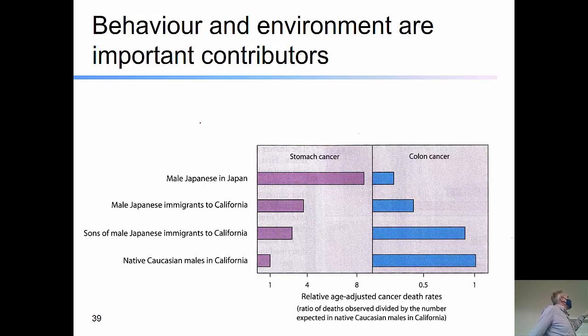If we look at the sons of male Japanese immigrants to California, so the generation down, again, stomach cancer low, colon cancer high, and then I don't know what a native Caucasian is, but apparently that's a term they're using. Native Caucasian males in California, we can see that the rates of the sons of male Japanese immigrants are actually quite similar. So in one generation, we've sort of evened this out. So this indicates that there's definitely an environmental aspect or cultural aspect to it.